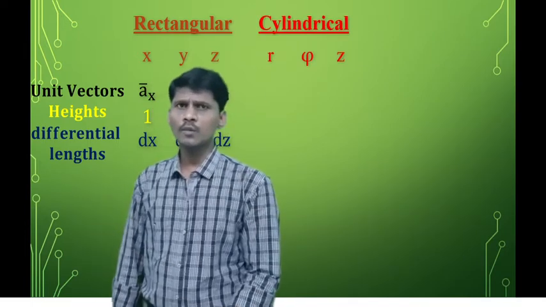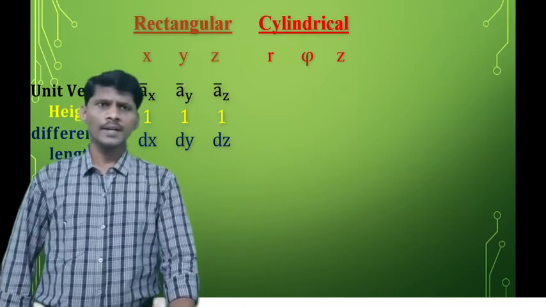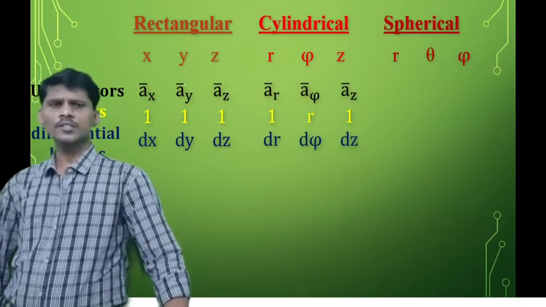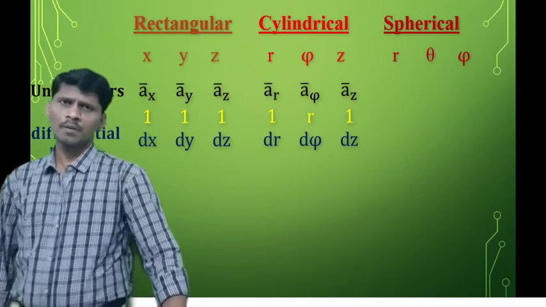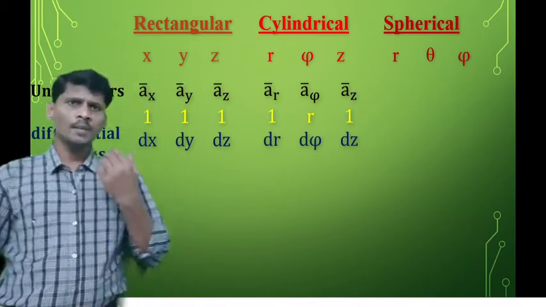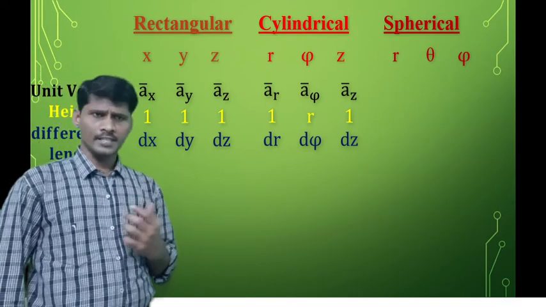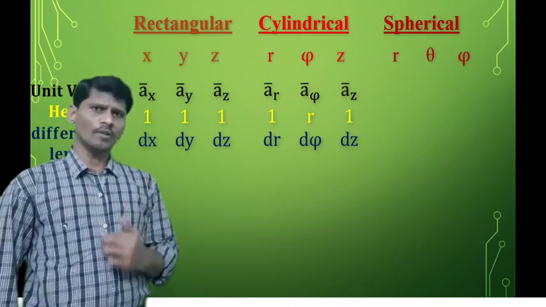And cylindrical coordinate system. What are the cylindrical coordinate variables? r, φ, z. And what are the unit vectors in cylindrical coordinate system? ar bar, aφ bar, az bar. And what are the elementary lengths in cylindrical coordinate system? dr, dφ, dz.